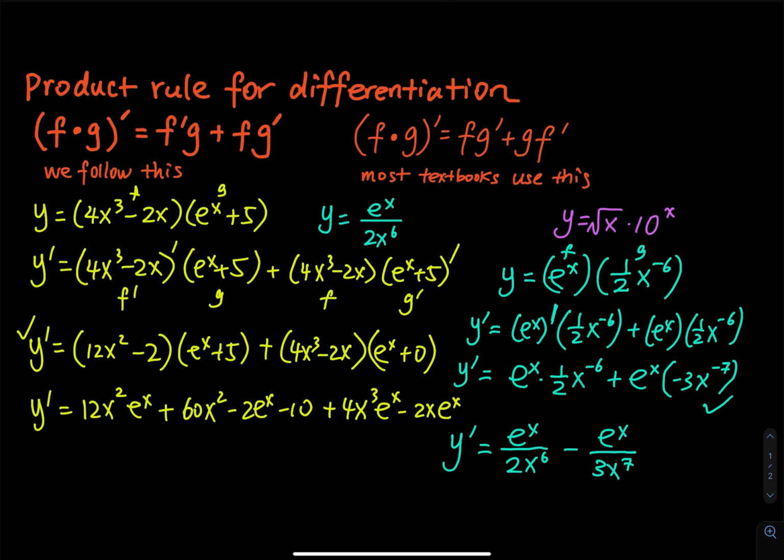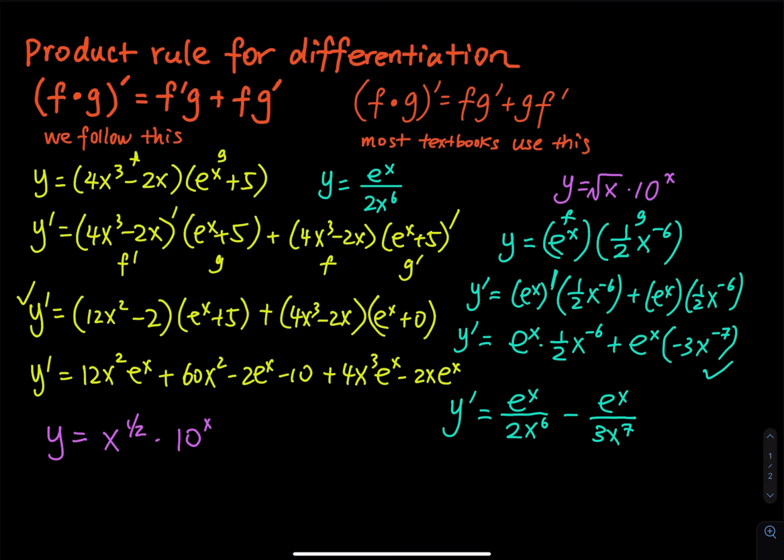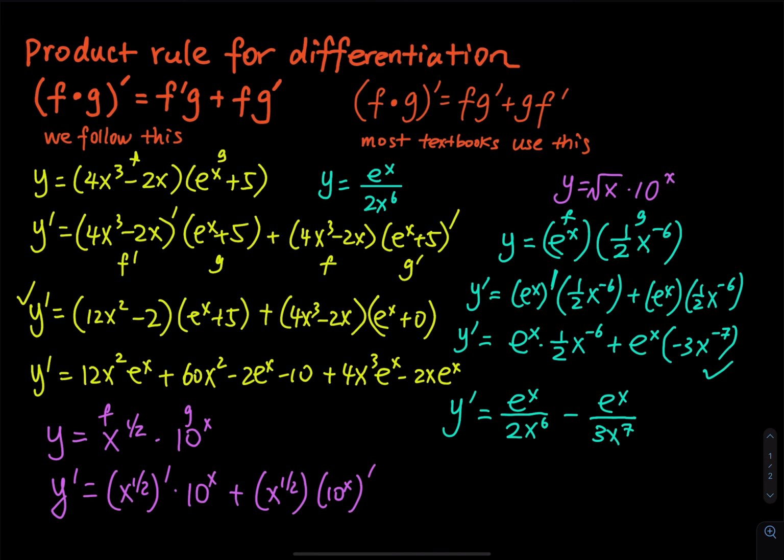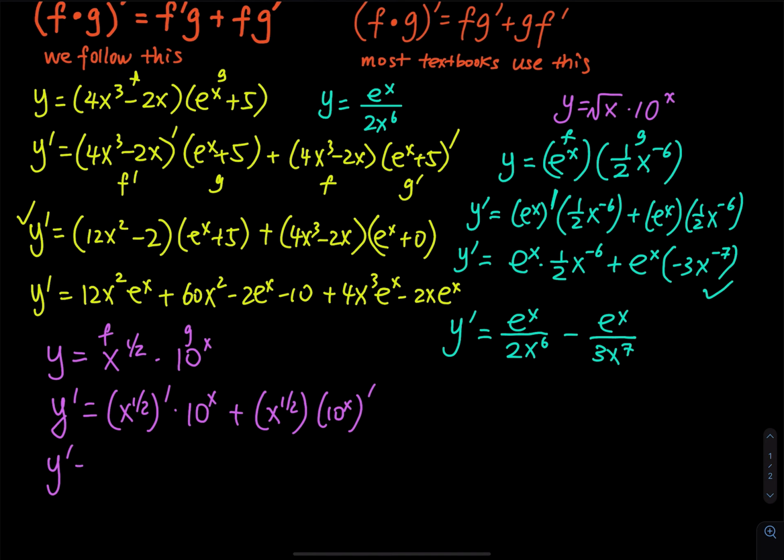So the last one is y equals square root, which means 1/2 power, and then you multiply 10 to the x. So this one is f, and then this one is g. So y prime, we have f prime g plus f g prime. So we have the derivative of this times 10 raised to the x, and then plus x to the 1/2, and then the 10 to the x derivative. And then the first one, this is simple power rule, bring the 1/2 down, 1/2 minus 1, and then don't move the 10 to the x, and then plus x to the 1/2.